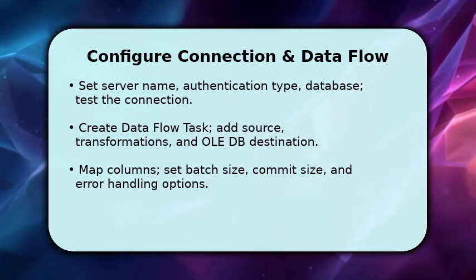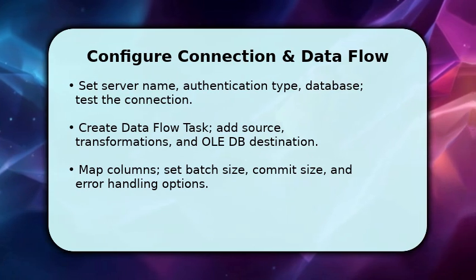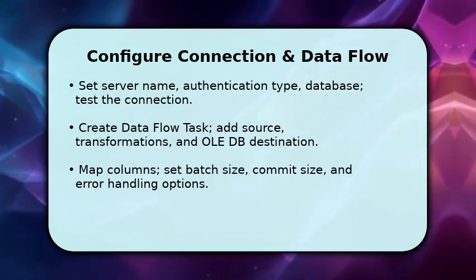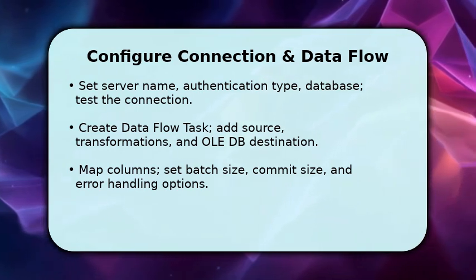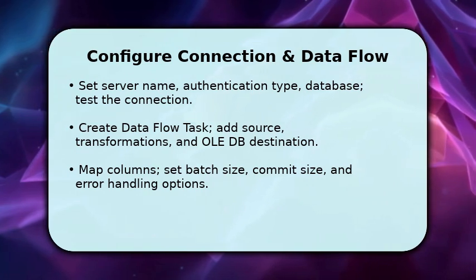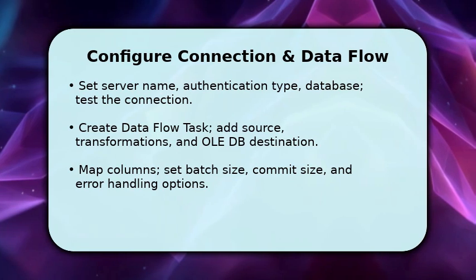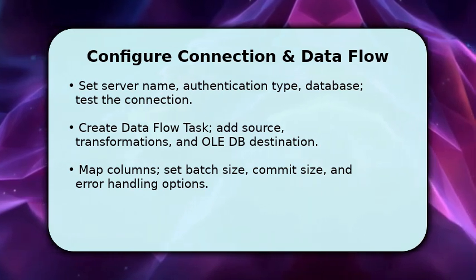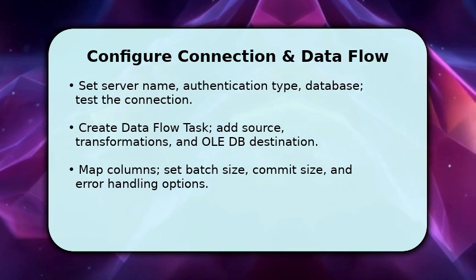You add a source component, OLE DB source or ADO.NET source, configure SQL command or table and preview rows to validate. Drag in any transformations you need, then add an OLE DB destination using your same connection, map source columns to destination columns. To improve performance, set batch size and commit size. Also configure error outputs so bad rows don't abort the whole load.